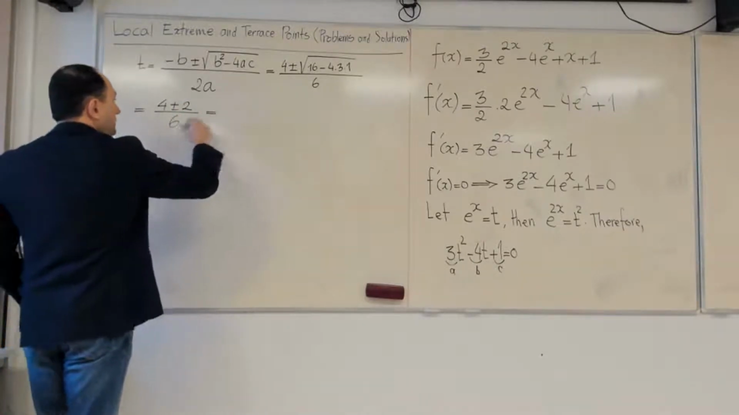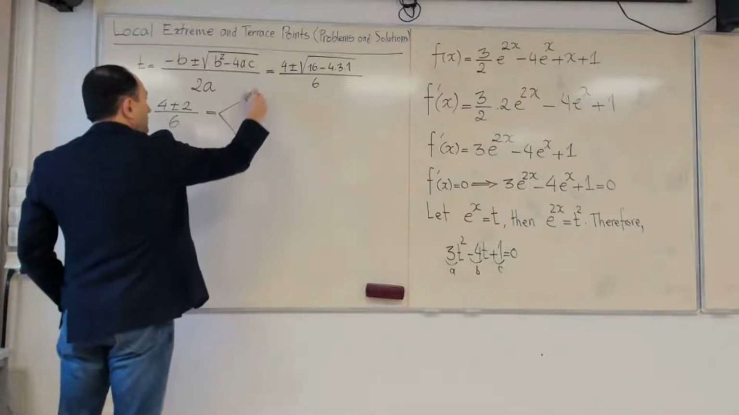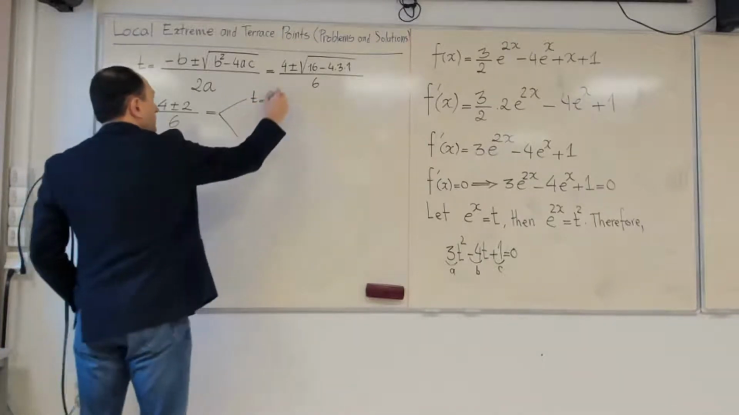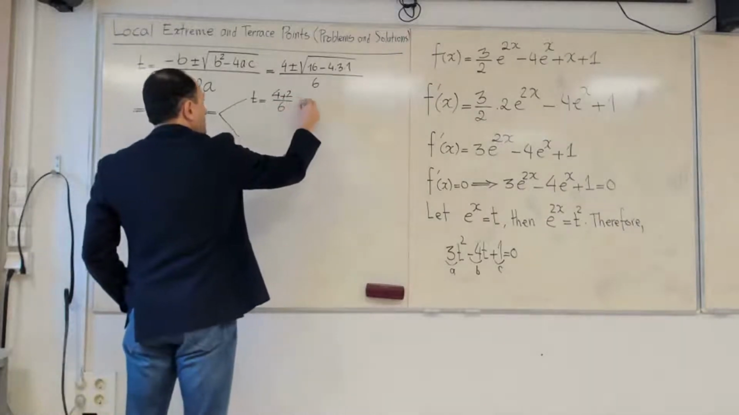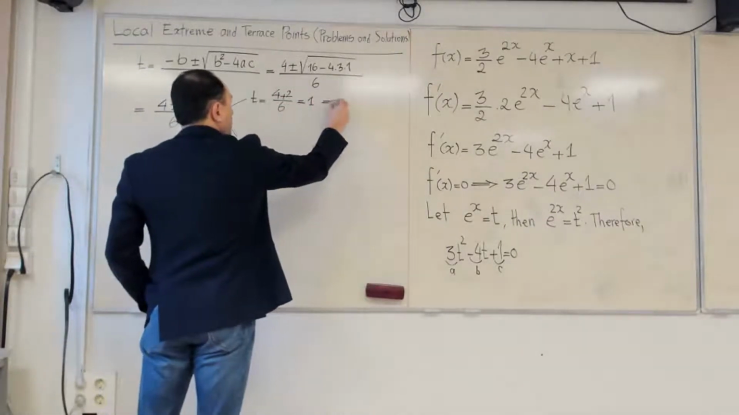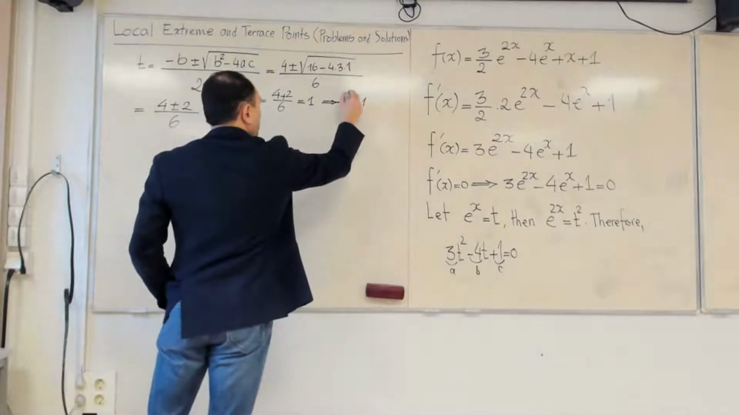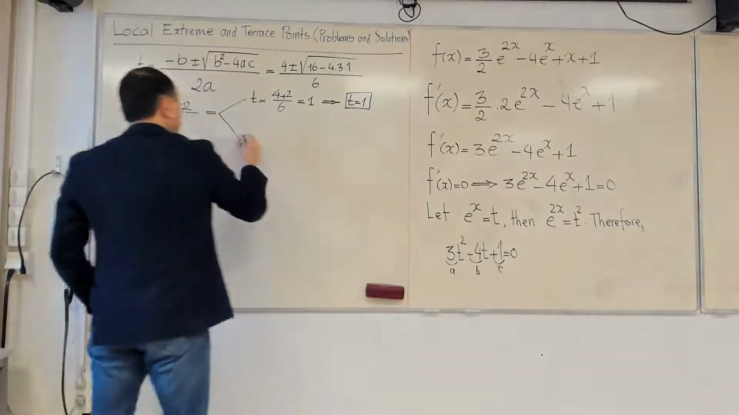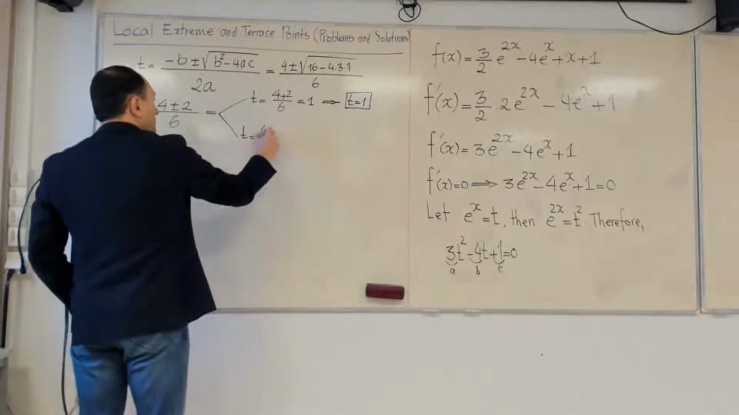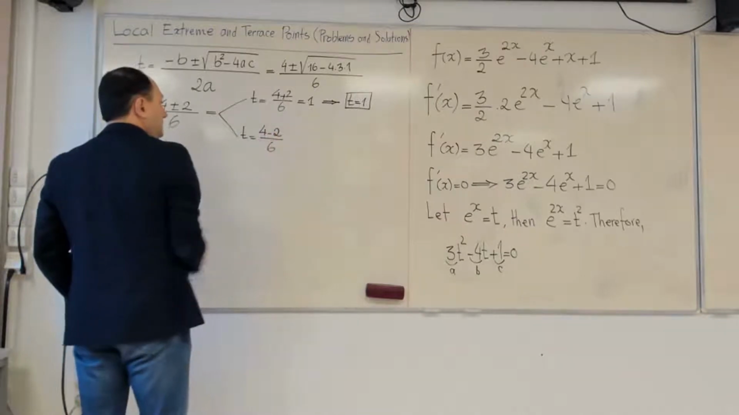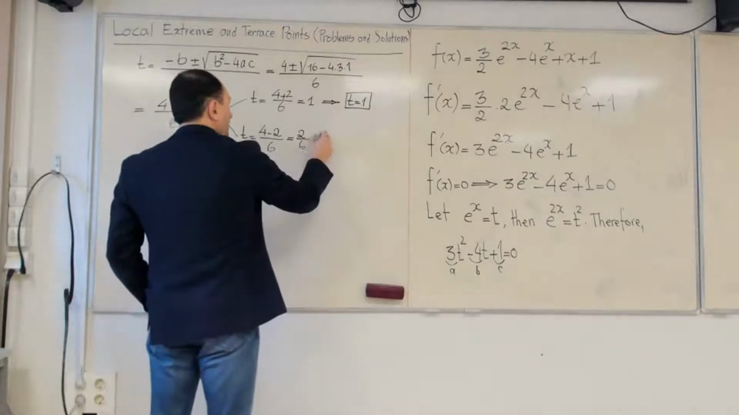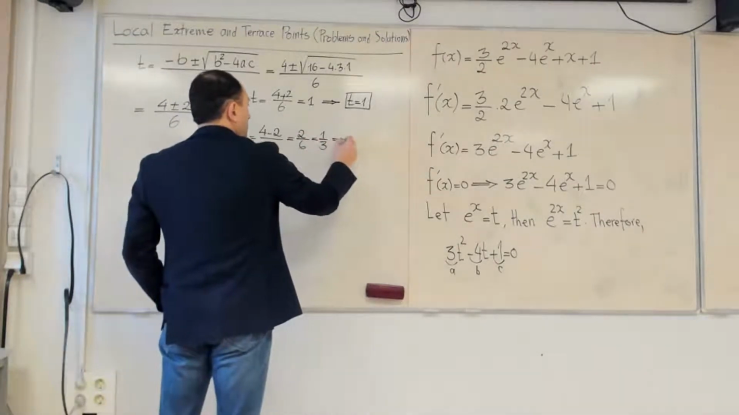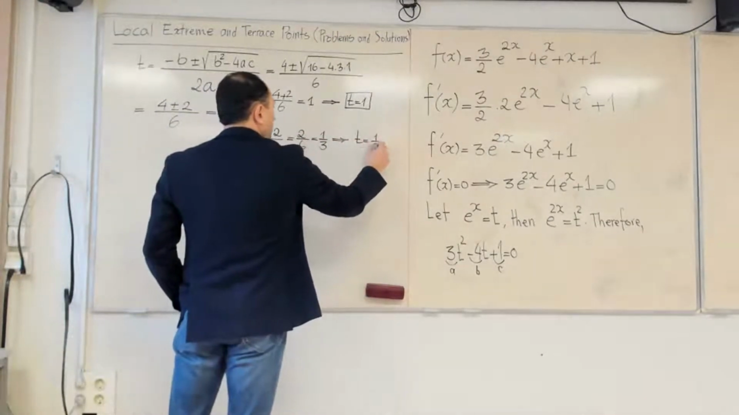I will get 2 answers. One answer, t is equal to 4 plus 2 divided by 6, so this becomes 1. So one answer is t equal to 1. And the other answer is 4 minus 2 divided by 6, so it becomes 2 over 6, which is 1/3. So the other answer is 1/3.